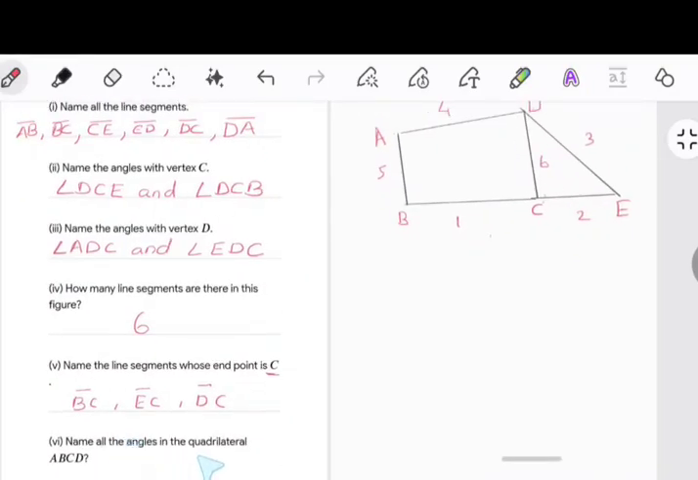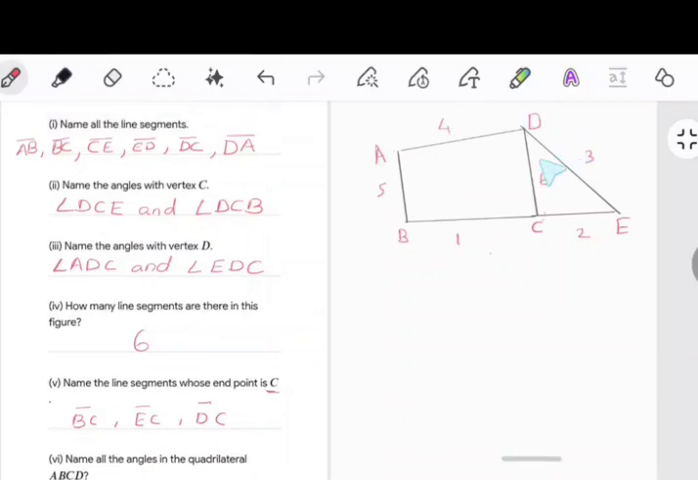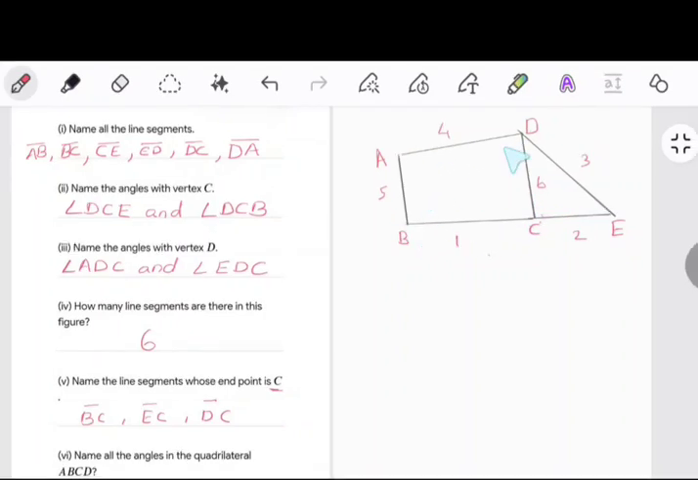Sixth one, name all the angles in the quadrilateral ABCD. This is the shape of a quadrilateral, so we can form 4 angles. That is angle ABC, angle BCD, angle CDA, and angle DAB. Okay.